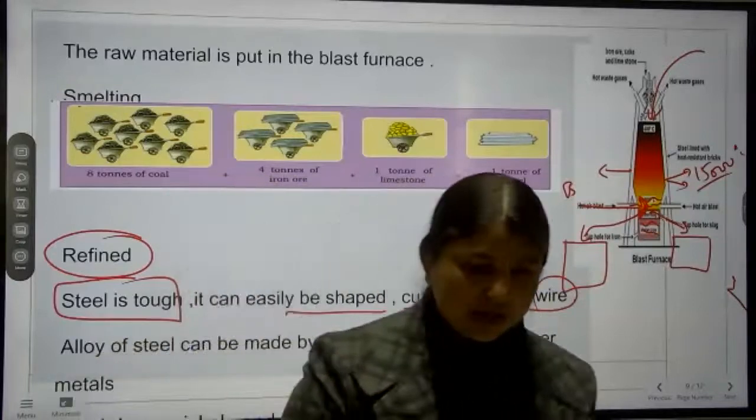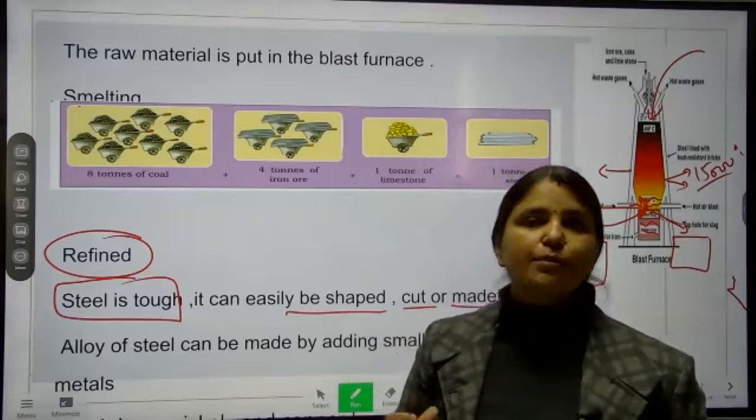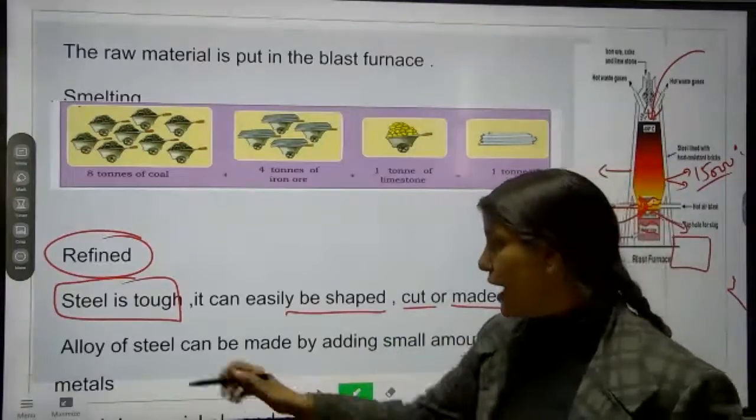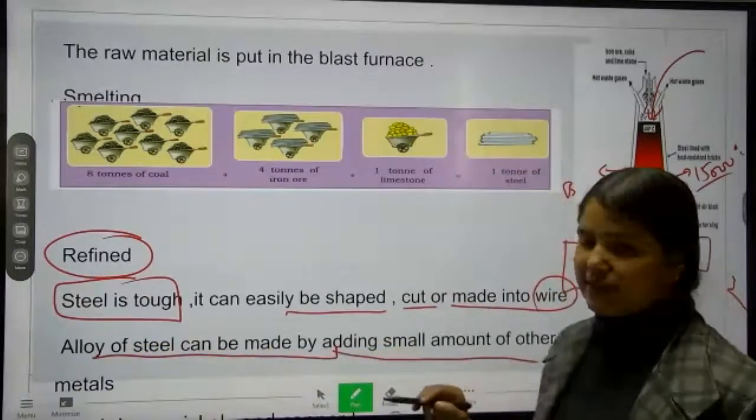They make the alloy of the steel. What do you mean by alloy? Alloy is the type of metal which is made up by the mix up of two metals. Okay. Alloy of the steel also can be made by adding a small amount of other metal.